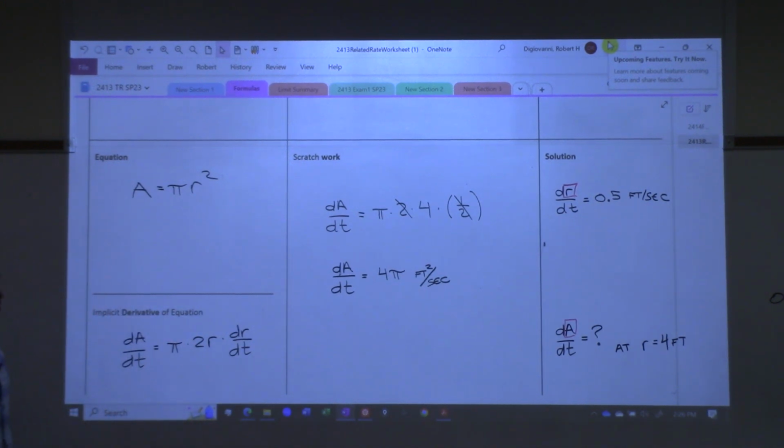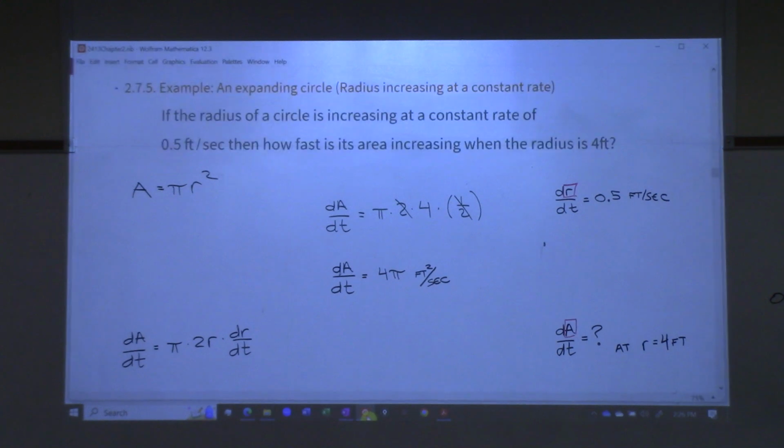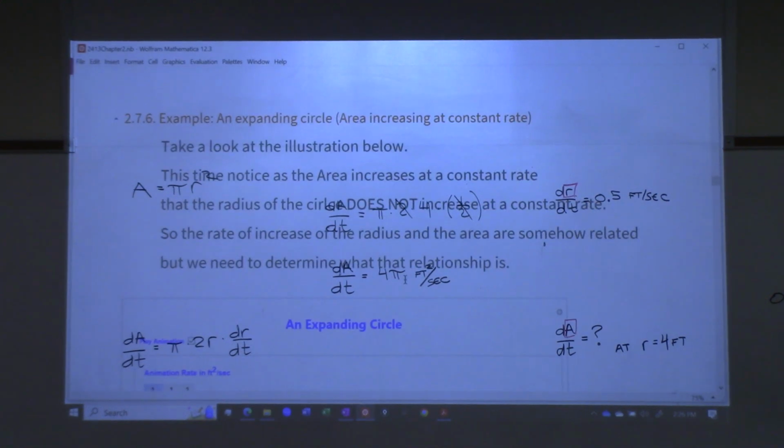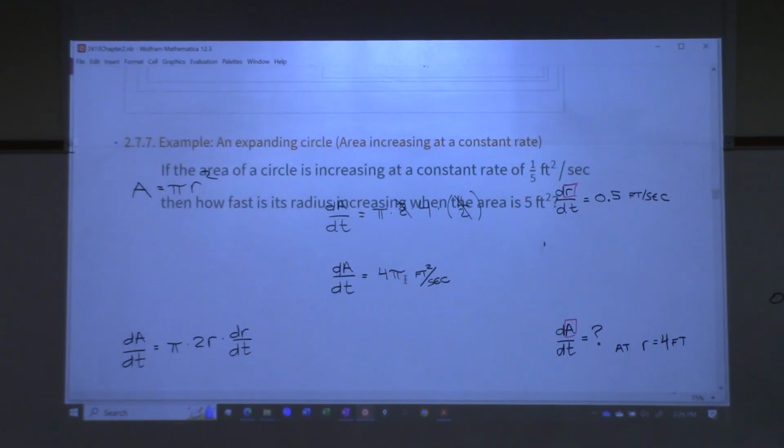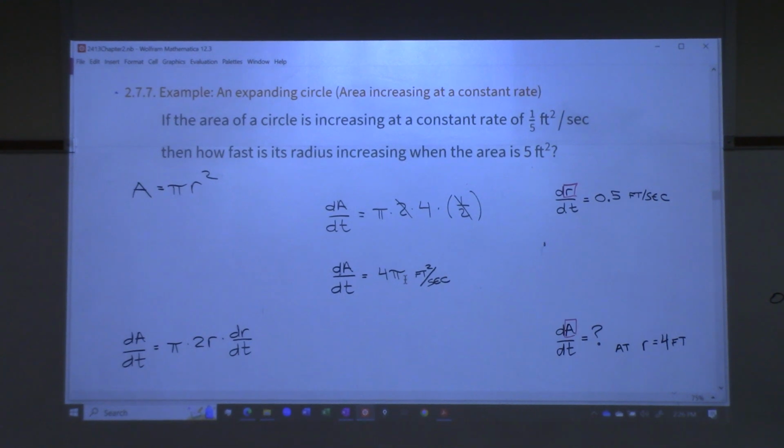All right. I know y'all want a break, and we can have a break in about 10 minutes. But let's see if you can do this one. That was our answer, 4 pi. You could do it as a decimal if you want, but that's the exact answer.